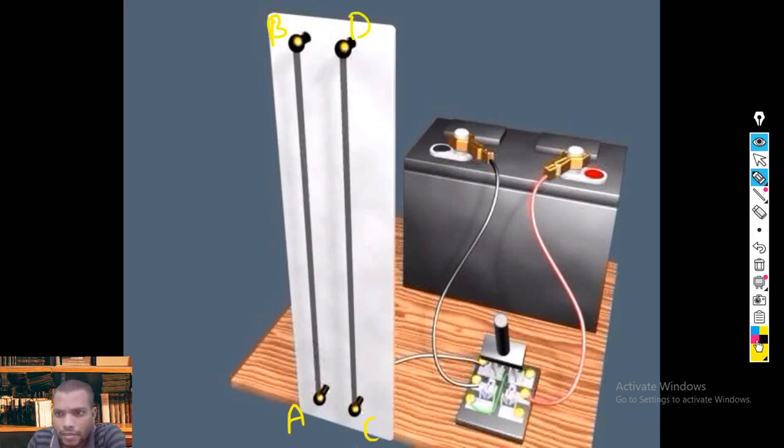These two wires are separated by a distance r, and they are connected to a switch, and the switch is connected to a cell or battery. When the switch is on, parallel currents flow through the wires. It means the current direction in the two wires is the same.